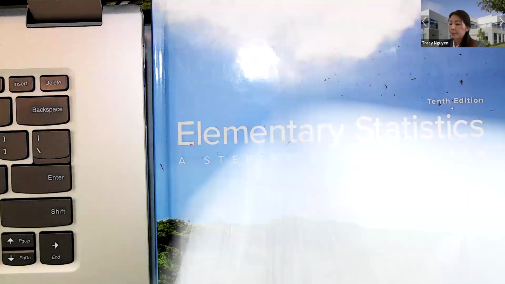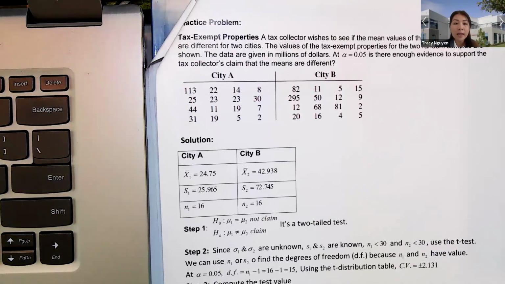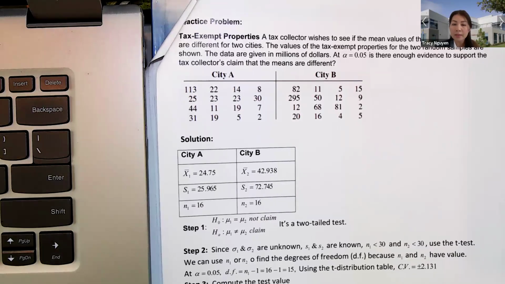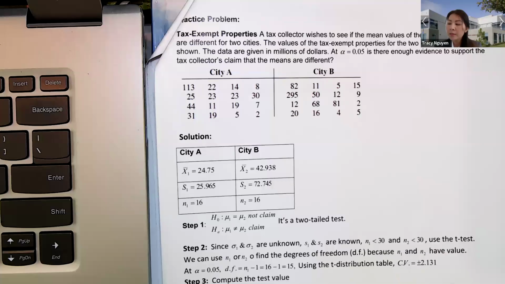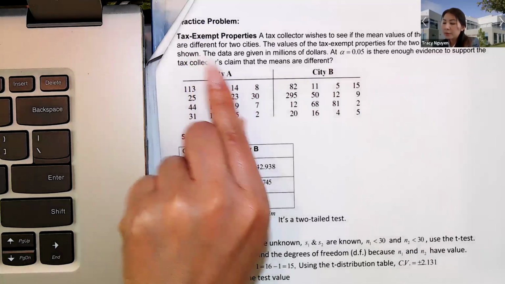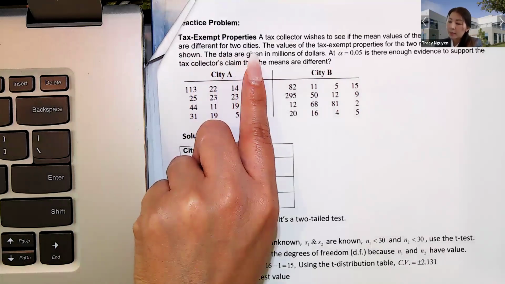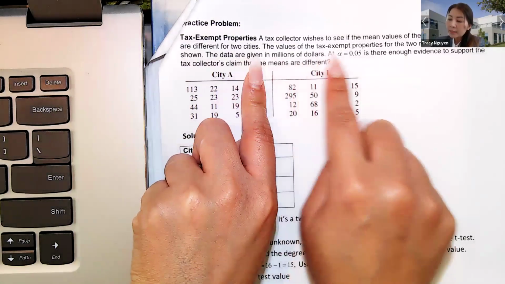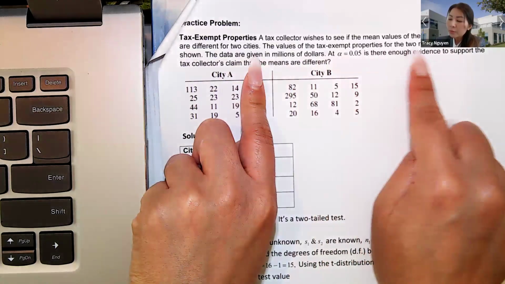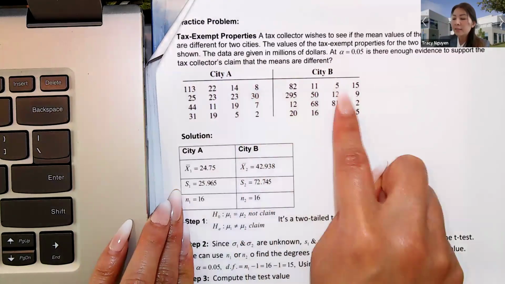This will be the practice problem. Okay, so what we have for the practice problem here, tax-exempt properties. A tax collector wishes to see if the mean values of the tax-exempt properties are different for the 2 counties. Excuse me, different meaning 2 tail test. The values of the tax-exempt properties for the 2 random samples are shown. So we have CDA and CDB.